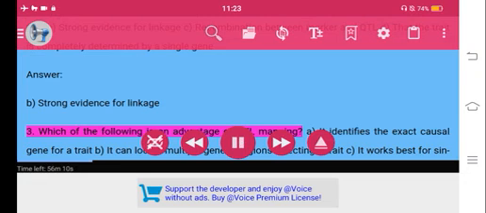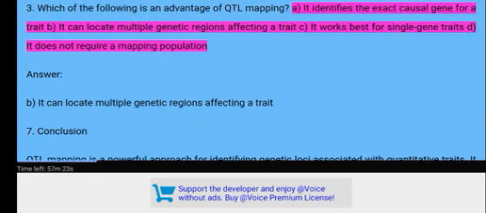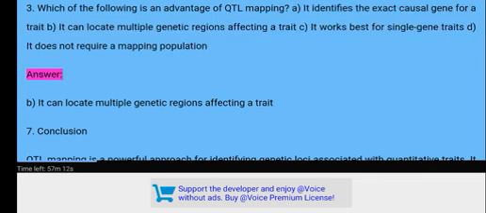3. Which of the following is an advantage of QTL mapping? A. It identifies the exact causal gene for a trait. B. It can locate multiple genetic regions affecting a trait. C. It works best for single gene traits. D. It does not require a mapping population. Answer. B. It can locate multiple genetic regions affecting a trait.